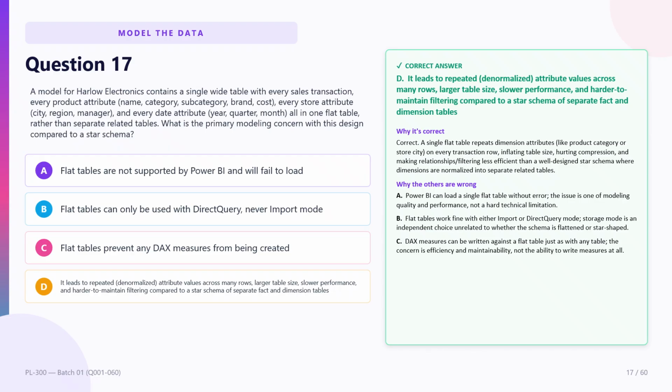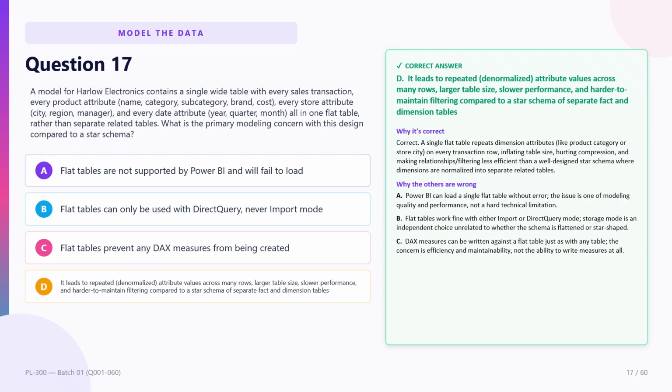The correct answer is D. It leads to repeated, denormalized attribute values across many rows, larger table size, slower performance, and harder to maintain filtering compared to a star schema of separate fact and dimension tables. Here's why. A single flat table repeats dimension attributes, like product category or store city, on every transaction row, inflating table size, hurting compression, and making relationships filtering less efficient than a well-designed star schema where dimensions are normalized into separate related tables. Now, why the others are wrong.